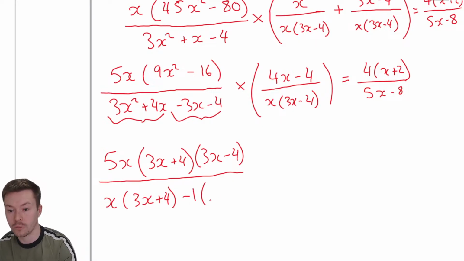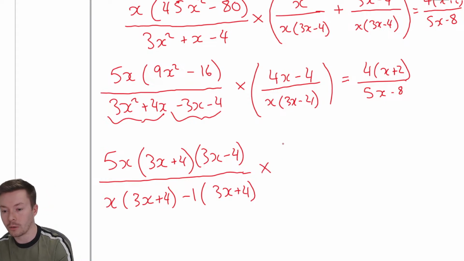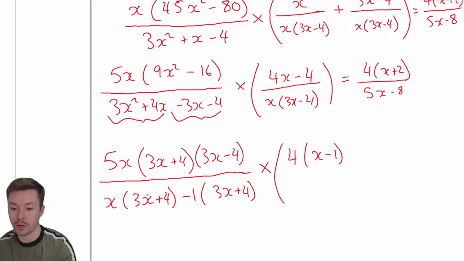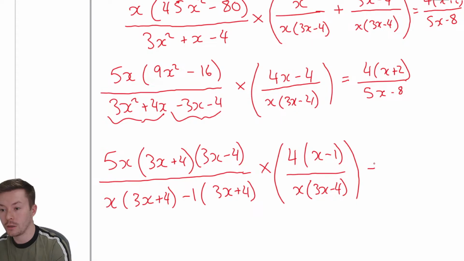So minus 1, 3x plus 4. Minus 1 times 3x is minus 3x, minus 1 times 4 is minus 4. Then in a second, we will factorise this x minus 1 out to the front. And then we're going to times by... I can factorise this numerator, so that would be 4, and then it's going to be x minus 1. That's good, because we've got an x minus 1 in a second on the bottom here as well. And then we've got x, 3x minus 4. That's equal to this thing again, 4x plus 2.